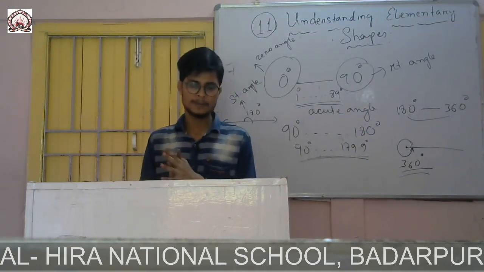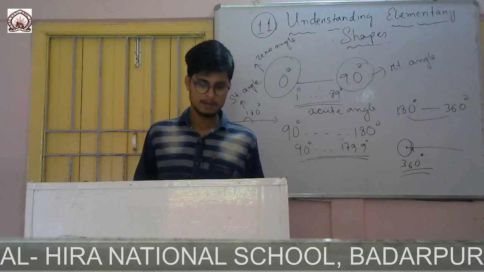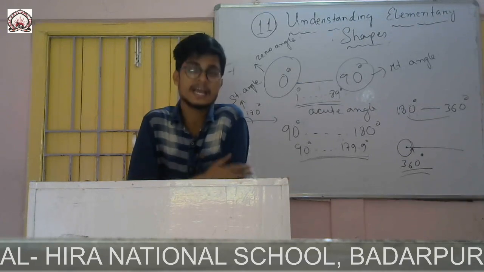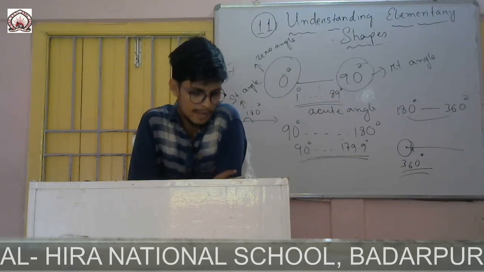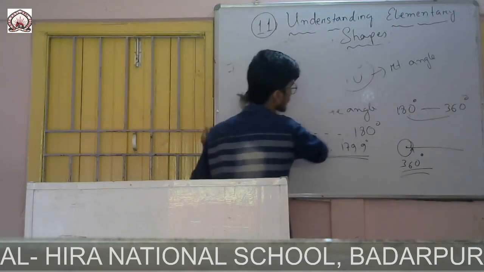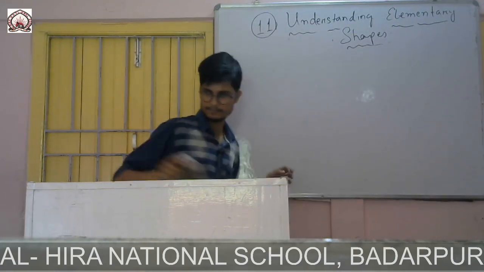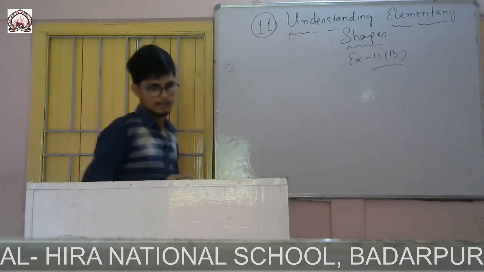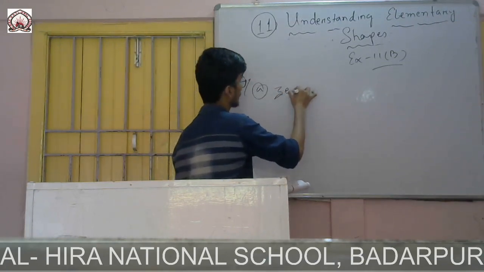Okay, now you open exercise number 11B. Question number 1: state the types of angle formed in the following picture. By seeing the picture you have to say what the angle is. First one, the fan is closed, that means it is zero angle. So first answer, I am writing, A, it is zero angle.